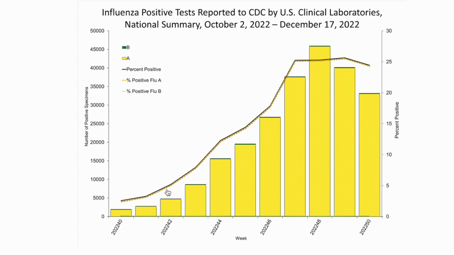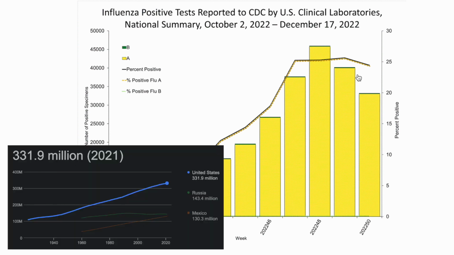As we look at this trend line, we can see percent positive as well as positive flu A cases. There's only a very, very minimal amount of B strain flu going around. As we can see in this graph, the largest peak is occurring in the 48th week of 2022. So as we can see, the x-axis represents the week that we are in. However, the y-axis represents the number of positive specimens, and again, this is on a weekly basis. So as we can see here, during the 48th week of 2022, we had approximately 47,000 weekly positive flu cases.